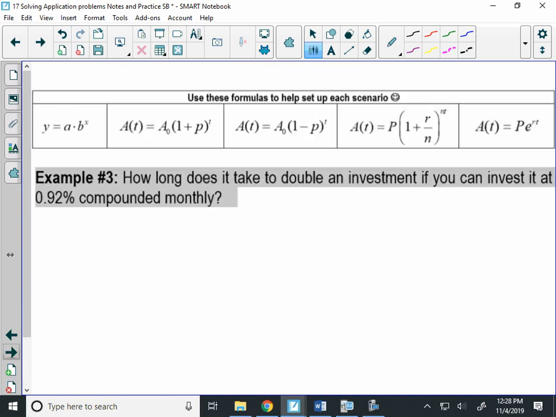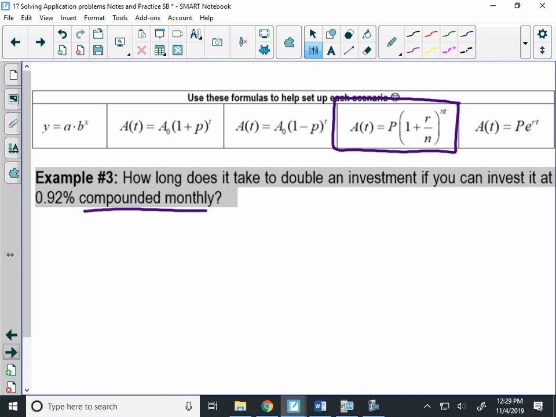There's a couple more. This next one, I'm just going to set it up. I don't think we're going to do the solving for log because I want to do another one, but we are going to start this problem. How long does it take to double an investment if you can invest it at 0.92% compounded monthly? Now first, if it's compounded monthly, which formula should I use? The second to last. Do I know what the initial investment is, this P? No.